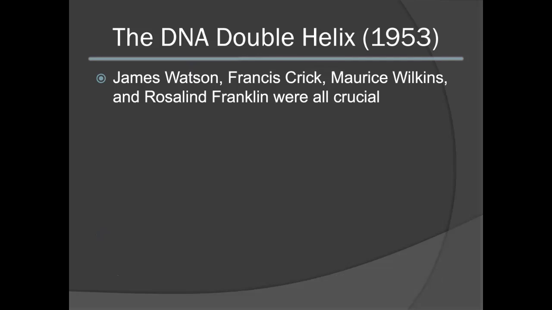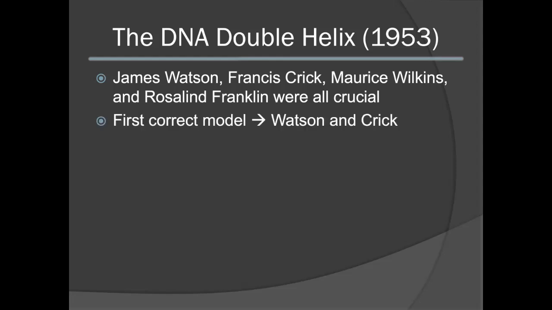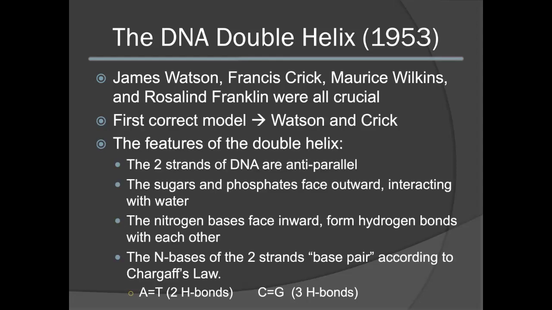They determined that DNA existed as a double helix, such that the two strands of DNA run anti-parallel to each other. Remember, one strand will run from 3 to 5 prime, while the other one will run from 5 to 3. They also determined that the sugar and phosphates face outward towards the molecule, interacting with the surrounding water. However, the nitrogen bases would face inward, and they in fact form hydrogen bonds with each other to pair up according to the base pair rule.